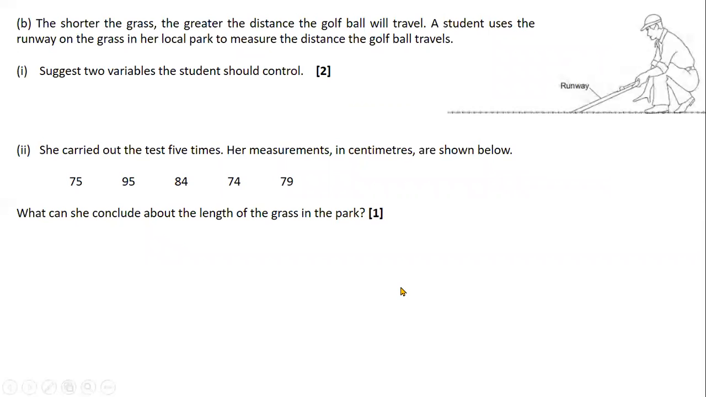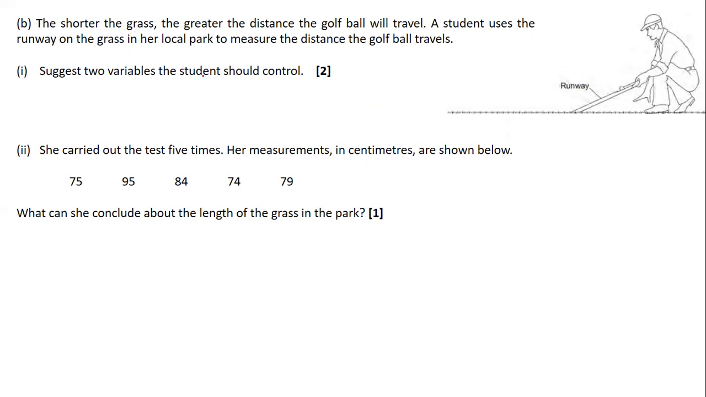the shorter the grass, the greater the distance the golf ball will travel. A student uses a runway on the grass in a local park to measure the distance the golf ball travels. Suggest 2 variables the student should control. What are the 2 variables the student should control? Now, what does he say? The shorter the grass, the greater the distance the golf ball will travel.